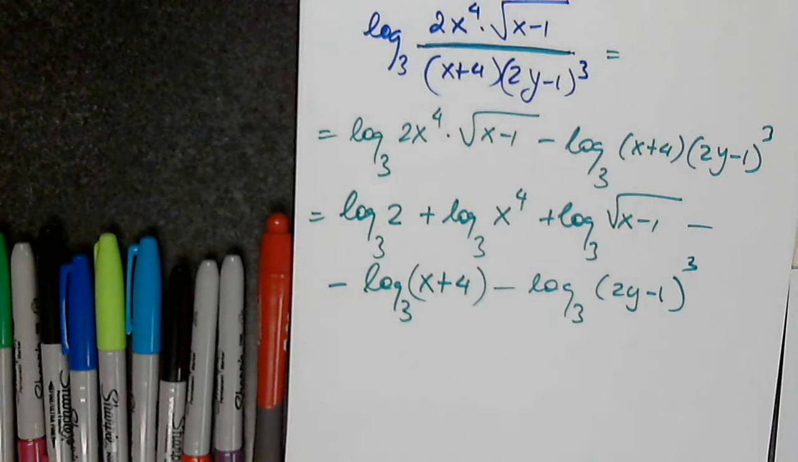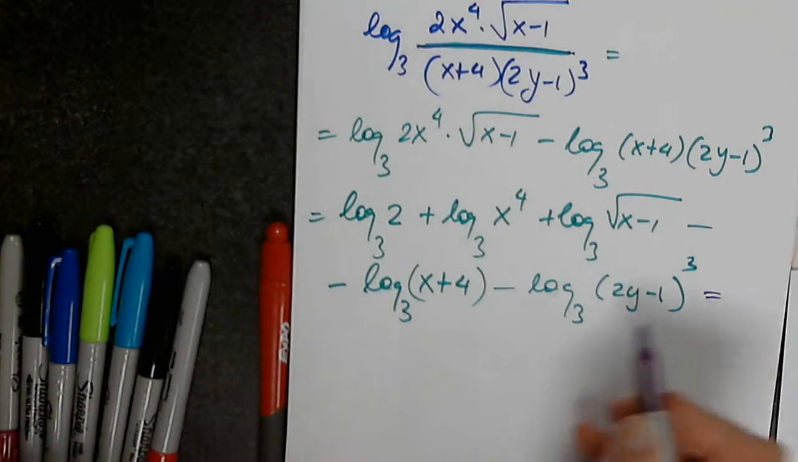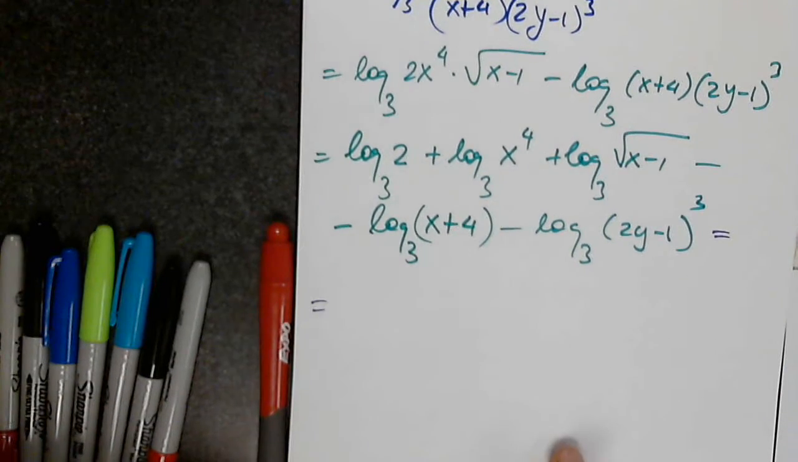So we are done with the ratio, quotient rule. We are done with the product rule. The last step is the power rule, if the power rule is applicable, in the reverse way, right? So the first one has no power. The second one has a power.